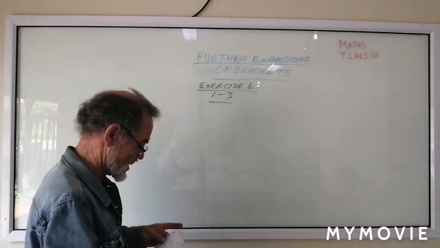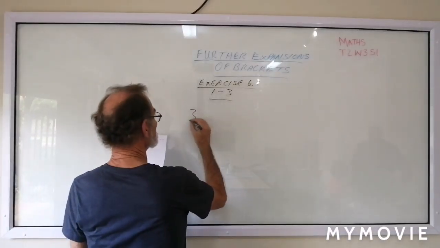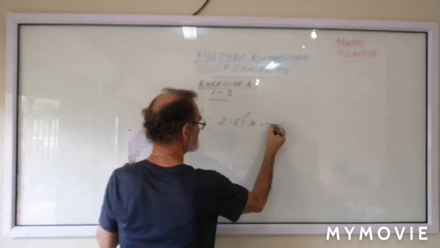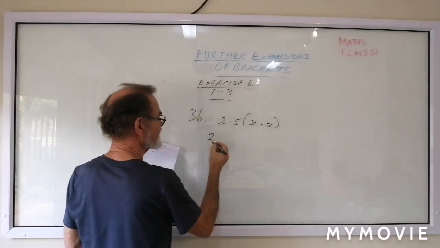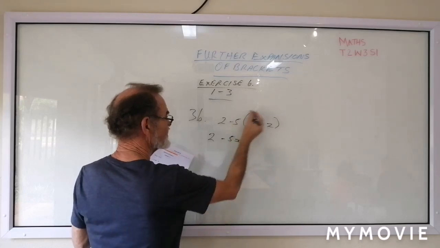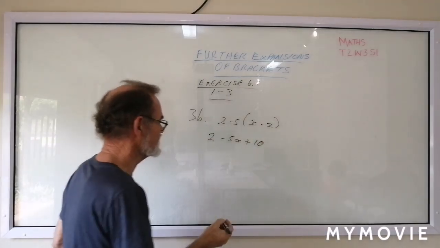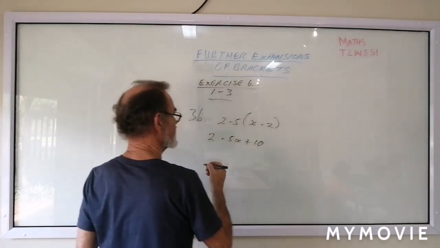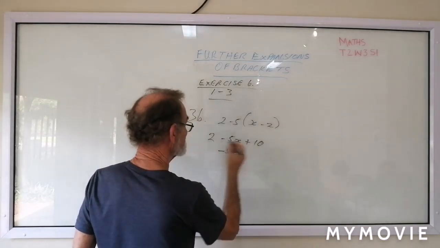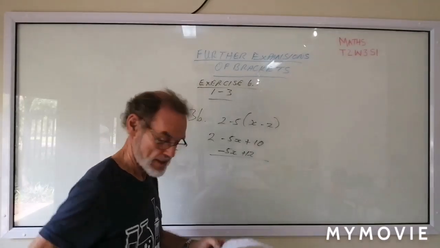We move on now to number 3. Now 3b. 3b is 2 minus 5 bracket x minus 2. Okay? This 2 just stays here, it's not multiplying that. This multiplies there, it's minus 5x, and this multiplies there. 5 times 2 is 10, and it's positive plus 10. Now we can add the like terms. There's only one term in x, but there's 2 constants. So we can say the answer is minus 5x, and we add the 10 and the 2 is plus 12.